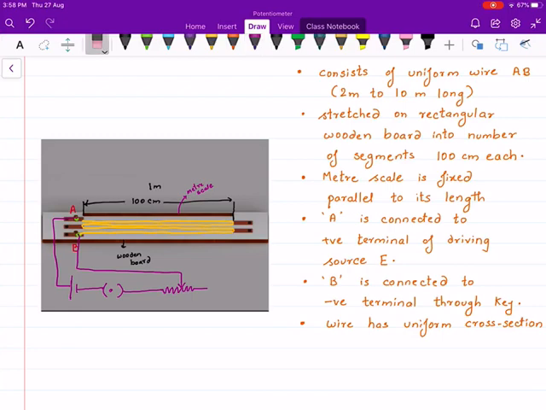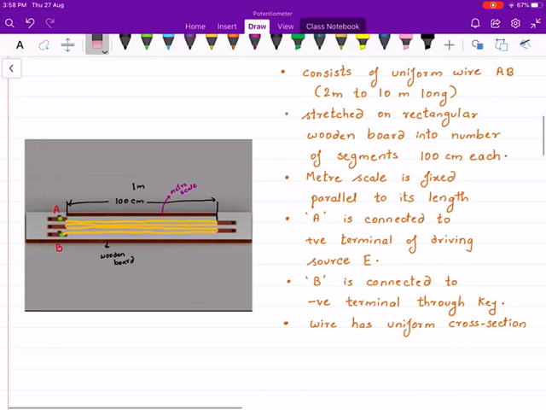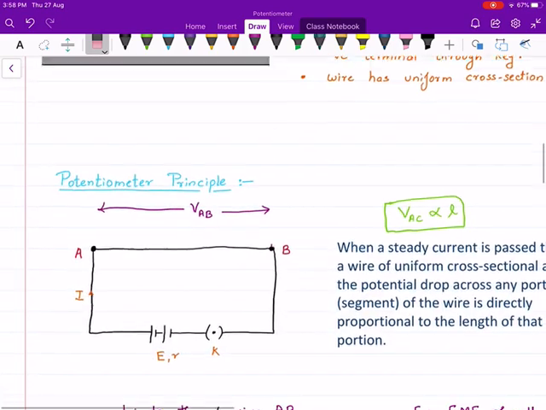Now the main important thing in this potentiometer is that it has a uniform cross section. The wire has a uniform cross section. This part is very important. It's not that the wire is thick somewhere, thin somewhere. The cross section is uniform. Area of cross section is constant. This will ensure a fixed resistance drop across the entire wire.